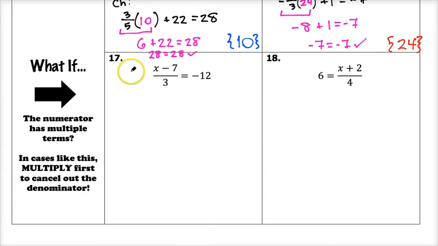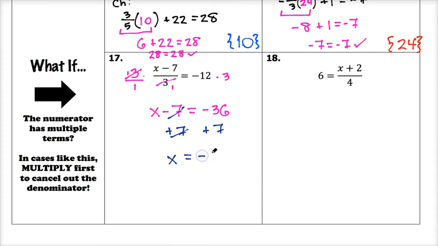So in number 17, my first step, because everything here is over 3, I'm going to multiply the left side by 3 over 1, and then I'm going to do the same thing to the right side. Multiplying will cancel out this 3 on the bottom, and so all that's going to come down is my x minus 7 in the numerator. So I'm going to get x minus 7 equals negative 12 times 3 is negative 36. From there, I just need to add 7 to isolate x, and so this is going to be x equals negative 29.